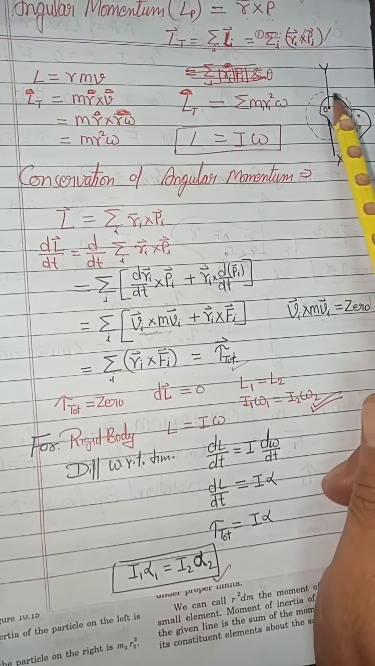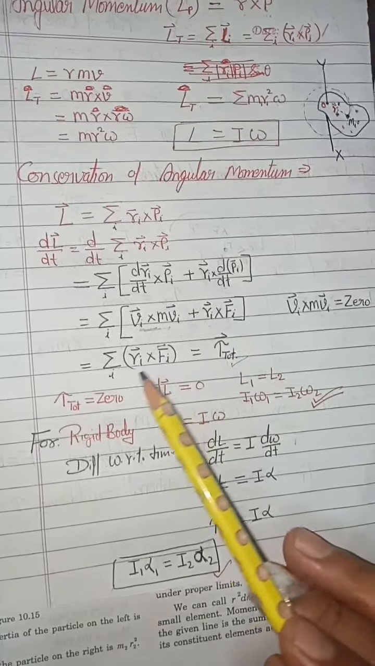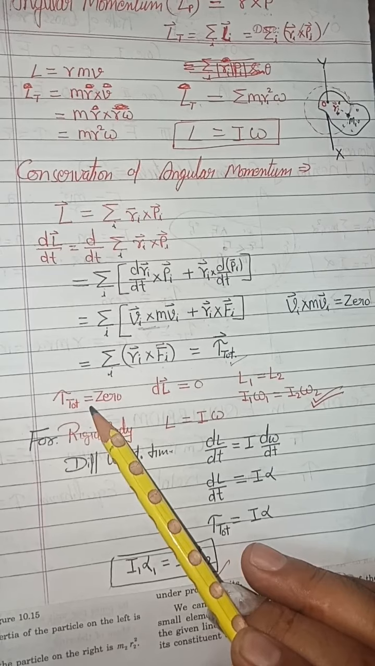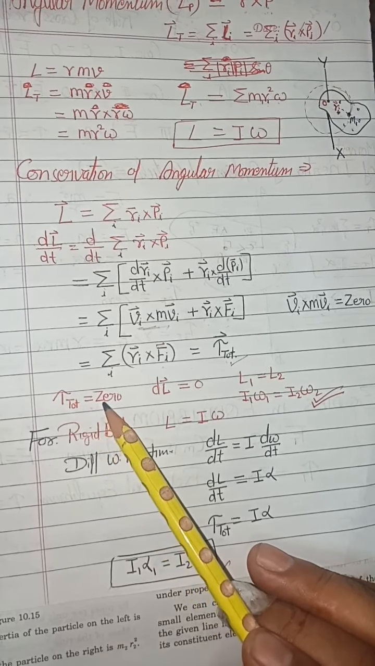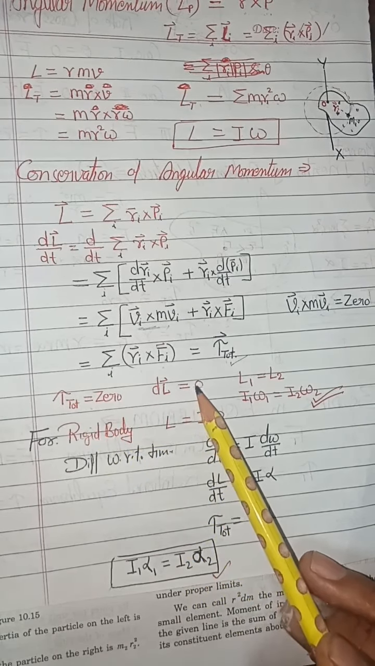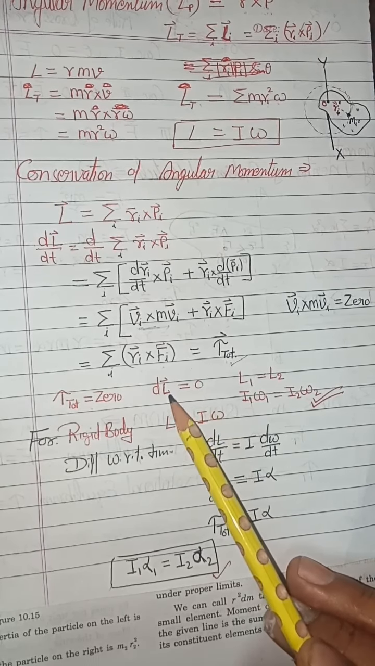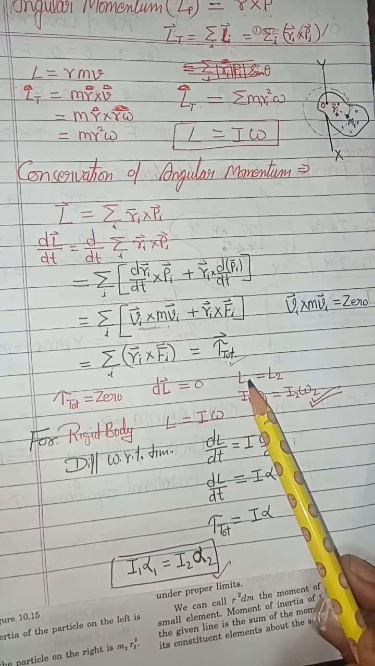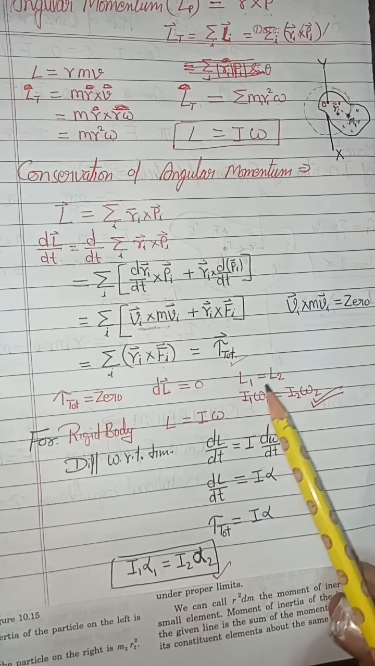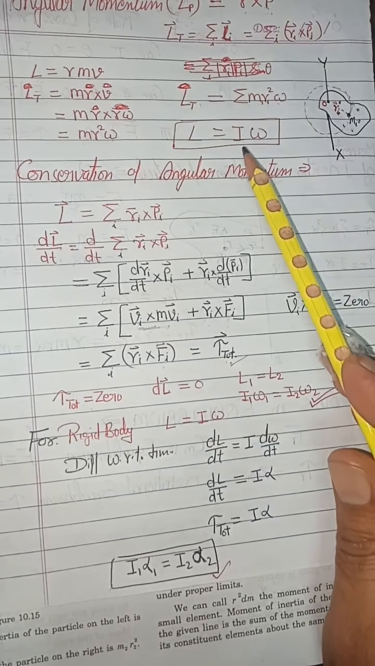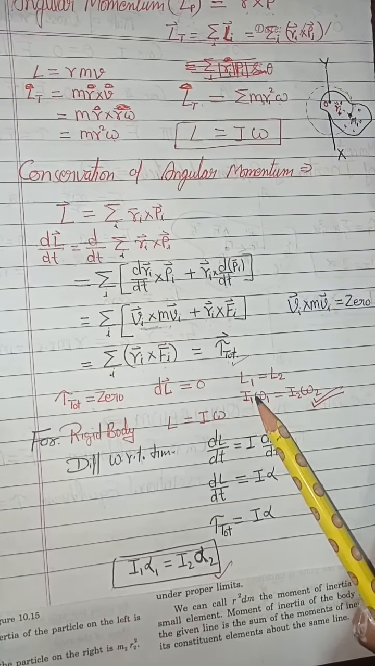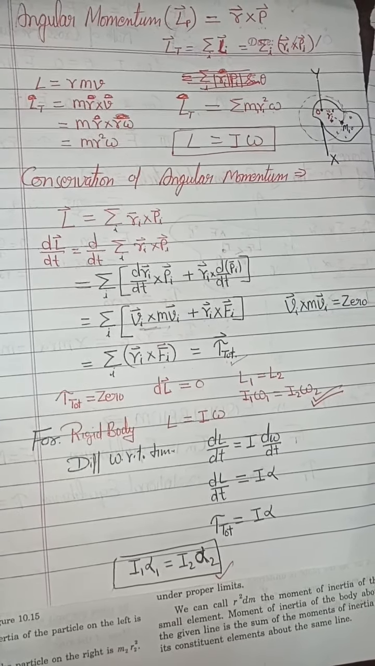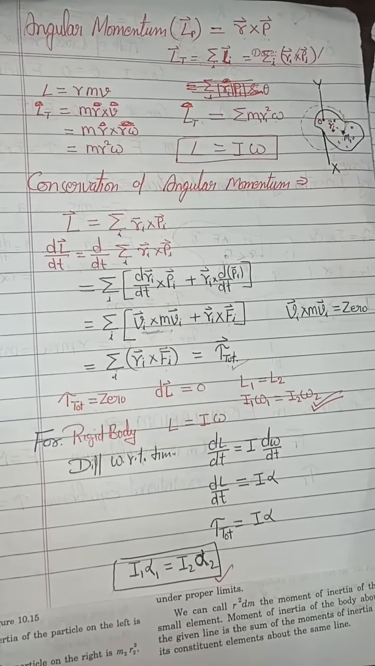So for a system of particles, if no torque is applied, it means the total torque on the system is 0 and the system is in rotational equilibrium. Then dL upon dt will also be 0, and then dL will become 0. dL becoming 0 means L1 is equal to L2. The angular momentum will remain conserved. So L is equal to I into omega, as you have studied: L1 is equal to I1 into omega 1, and L2 is equal to I2 into omega 2. So this is from the conservation of angular momentum.